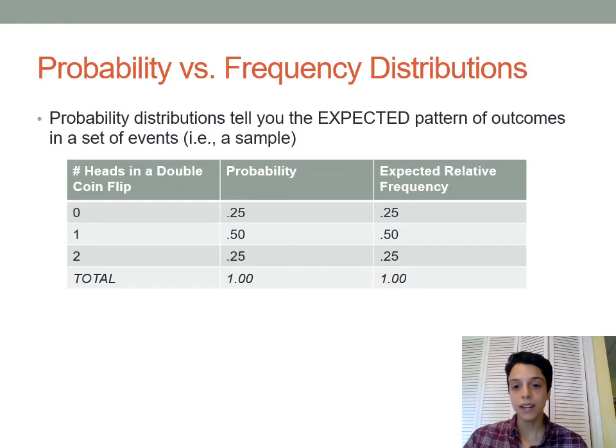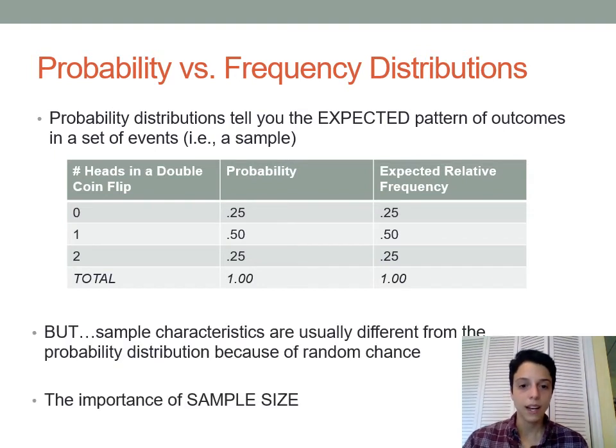And the thing here, and something that's really important in thinking about sampling and probability, is that this tells you what you should expect, overall. But because of the randomness involved in probability, and the fact that you really don't know how a coin is going to land when it falls, your actual pattern of events may differ from your expected pattern of events. In other words, sample characteristics usually differ from the probability distribution just because of random chance. So if we're talking about coin flips, it's likely that you're not going to end up with exactly the same proportion of 0s, 1s, and 2s as you would expect just by chance. Same with superheroes.